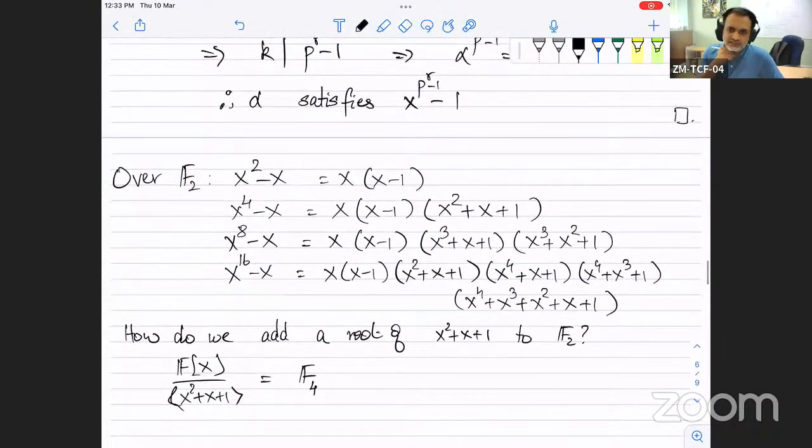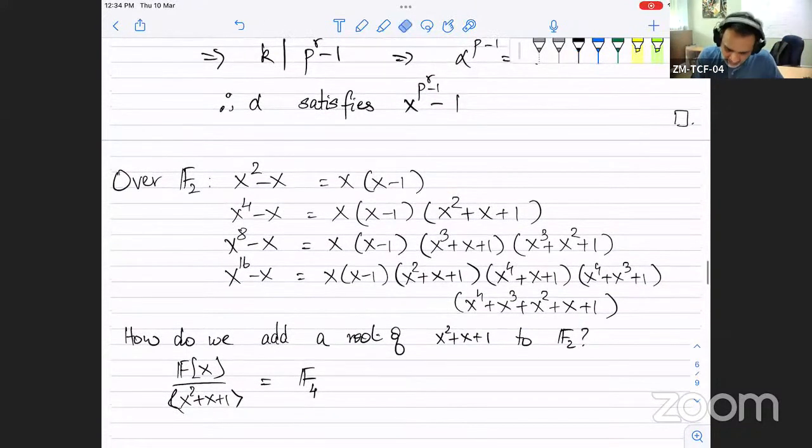It's this weird thing where you added a root of one polynomial and you got some ring, and that ring turned out to be a field. Now let's imagine adding a root of this polynomial, x cubed plus x plus 1.